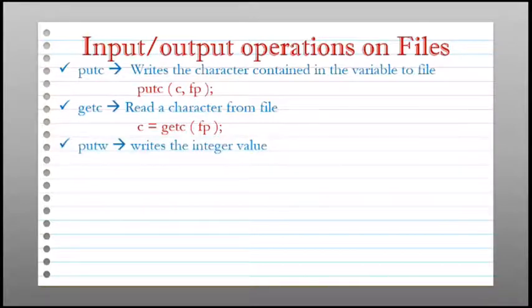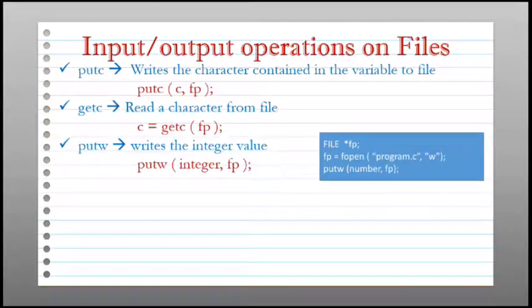Next one is putw. It is almost the same as the putc function, but instead of writing a single character, here we are writing an integer value. This is the syntax: putw is the function name, and in brackets the integer and the file pointer. Here we are writing the integer value into the file.